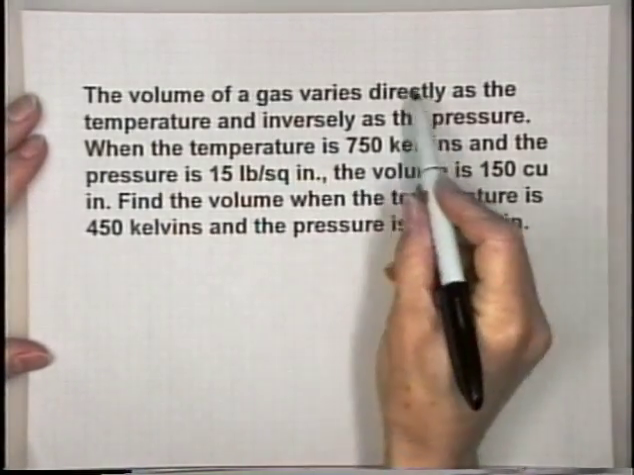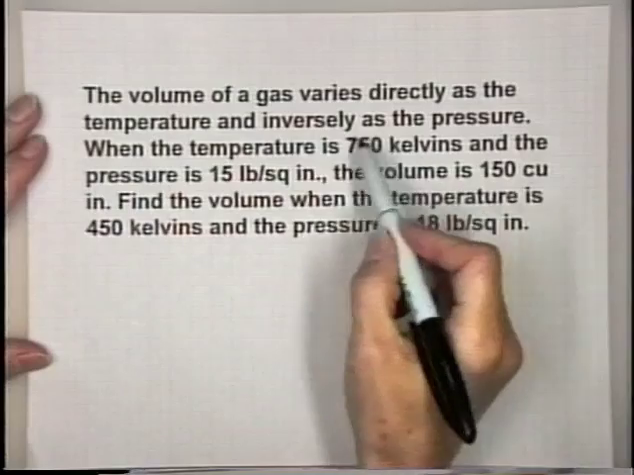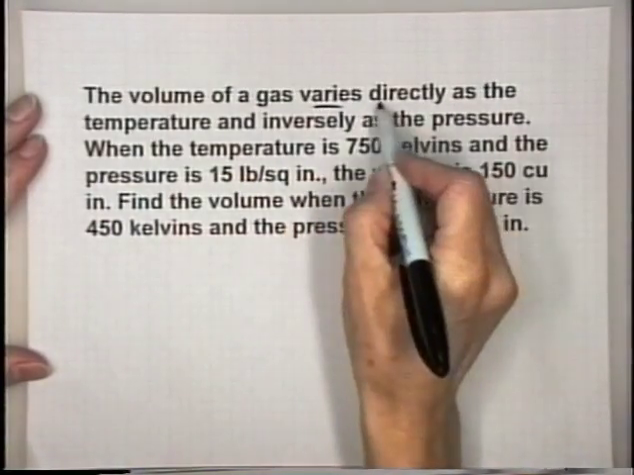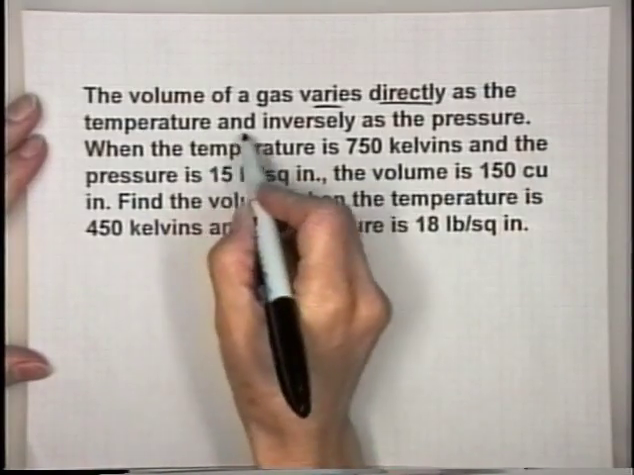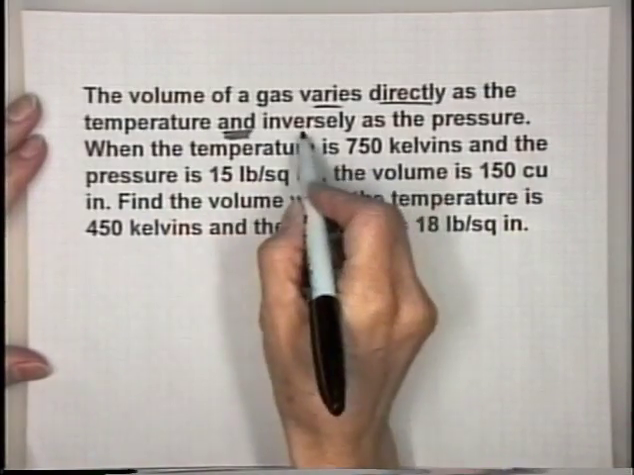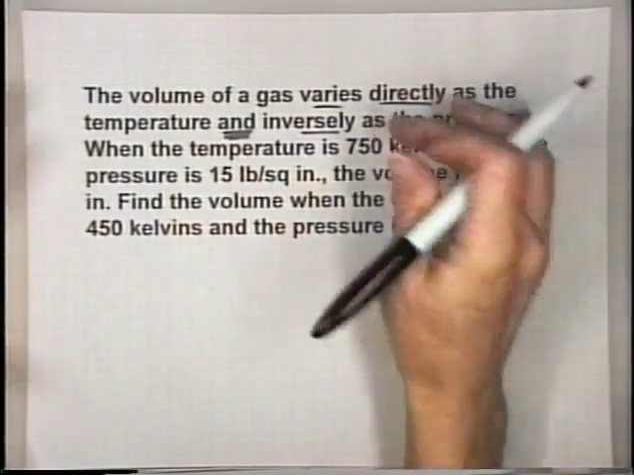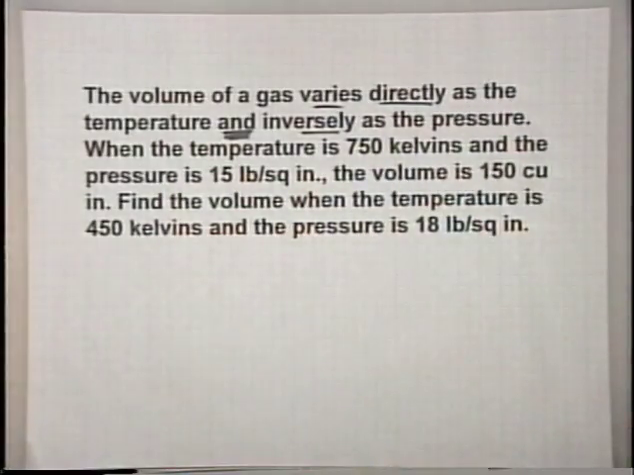You'll notice here he does not use the word "joint" in terms of a joint variation, but notice this, it varies directly as one thing, see that word "and"? Inversely as something else. So we have two variations. That's a joint variation. We're going to put these together.